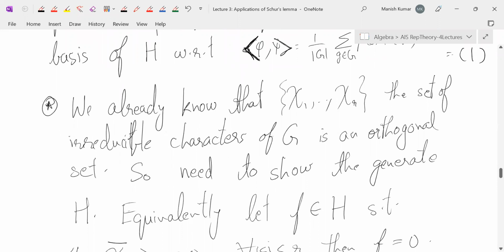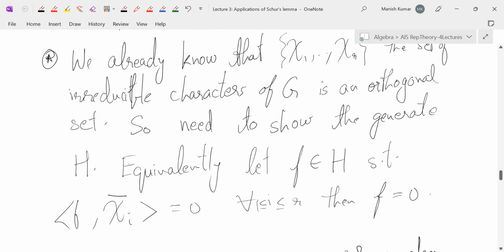To say that they generate H is equivalent to saying that if we take any element F in H and suppose that element is orthogonal to all the characters... Now I have put a bar here, so maybe I'll just remove all these bars. So it's the round bracket. Round bracket and triangle bracket are the same. I hope this is okay. I'll change some places, but maybe I won't be able to.